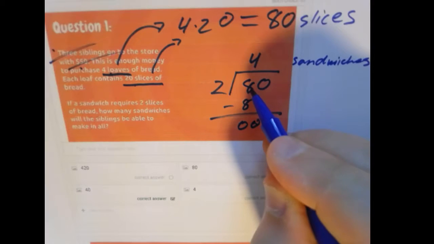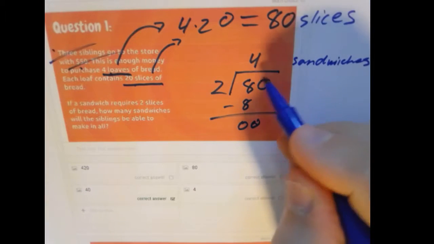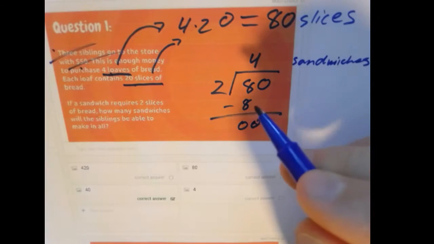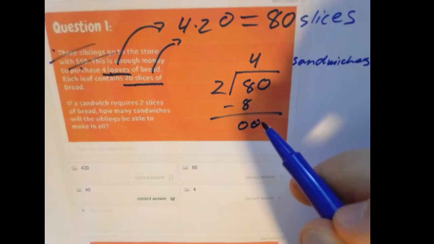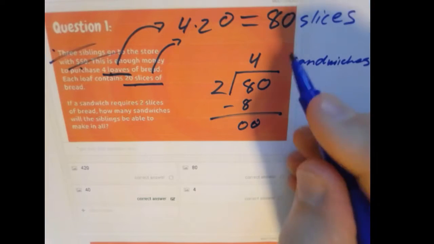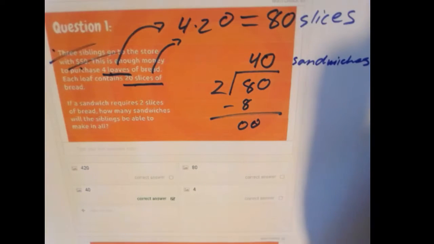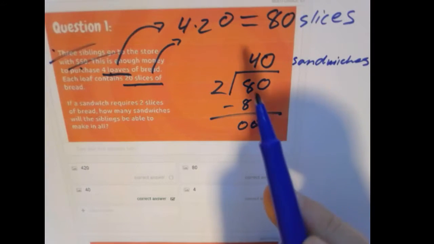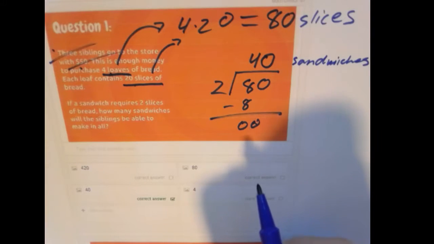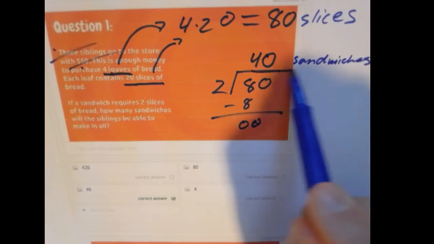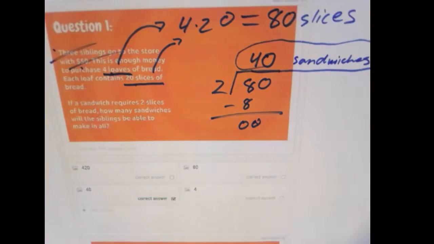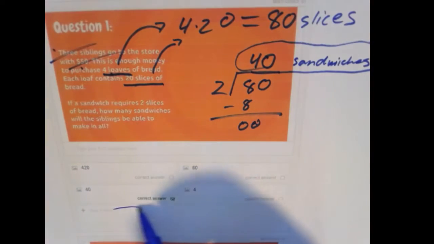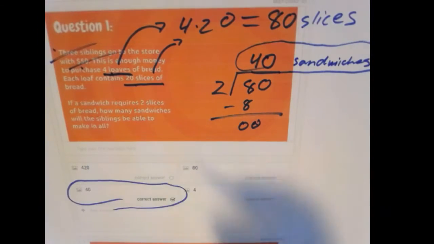Okay. So what ends up happening here then? So 8, 2 fits into 8 4 times. So what does that give us? We carry it, and we end up getting 40 sandwiches, right? And we can double check that by doing 2 times 40 gives us 80. All right, so 40 sandwiches is how many we could make.